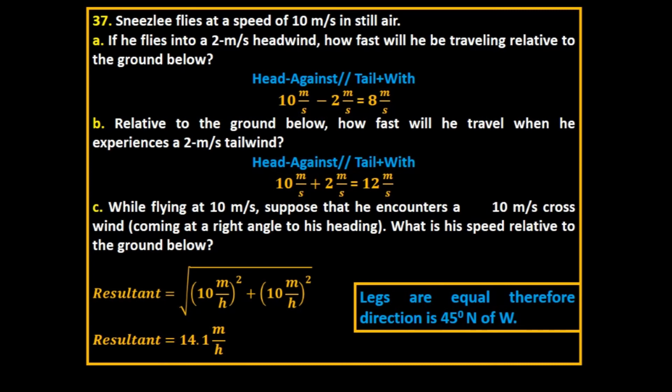Okay, a boat is rowed at 8 kilometers per hour directly across a river that flows at 6 kilometers per hour as shown in the figure. What is the resultant speed of the boat?